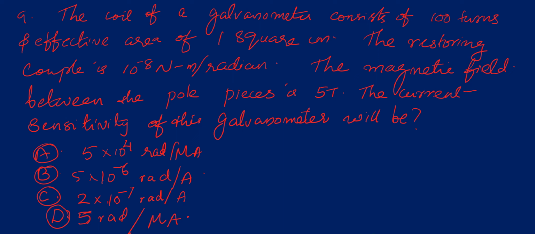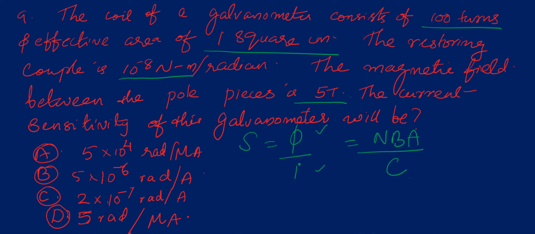The coil of a galvanometer consists of 100 turns, effective area 1 square centimeter, the restoring couple 10 raised to minus 8. The magnetic field between pole pieces is 5 Tesla. The current sensitivity of galvanometer will be. Options are given. Current sensitivity is phi by I, that is deflection per current. That also we can write N B A divided by C, where C is the couple, N is the number of turns of the coil, B is the magnetic field, A is the area.